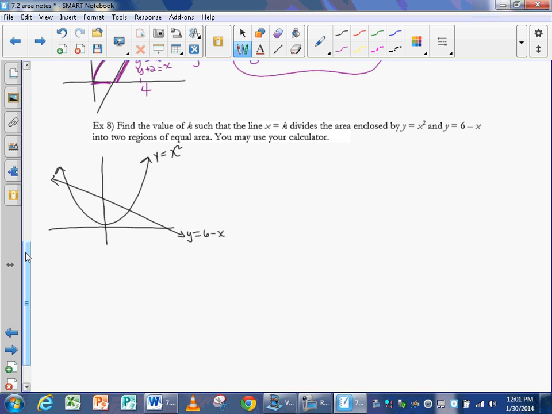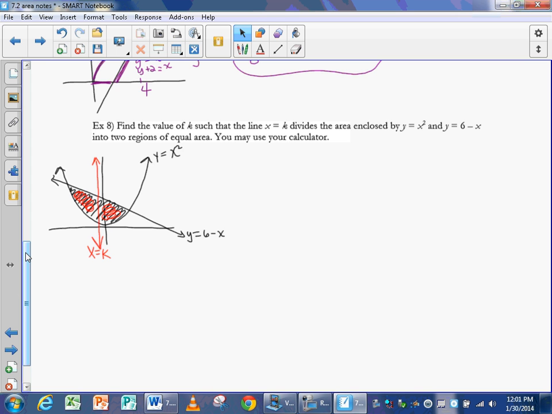And that's the area enclosed. So I have this area right here. And they're saying find the line x equals k so that this is split into two regions of equal area. So what I want to do is figure out where to put this line so that it splits the region into two separate parts with equal area on either side.